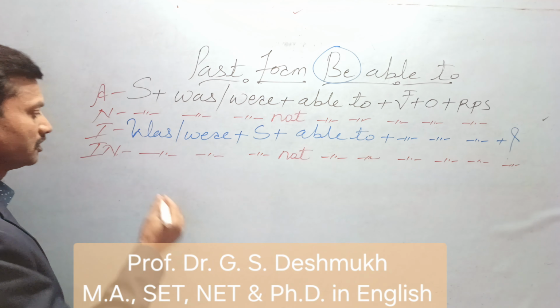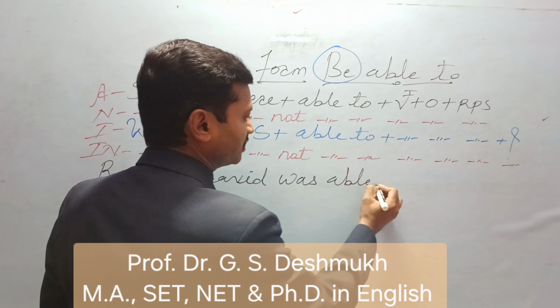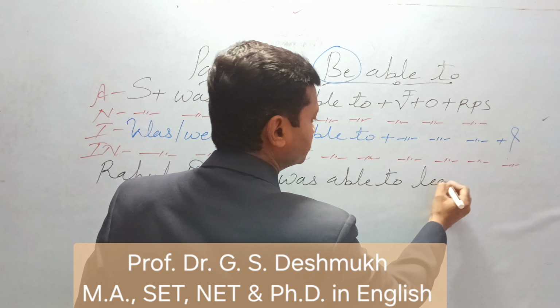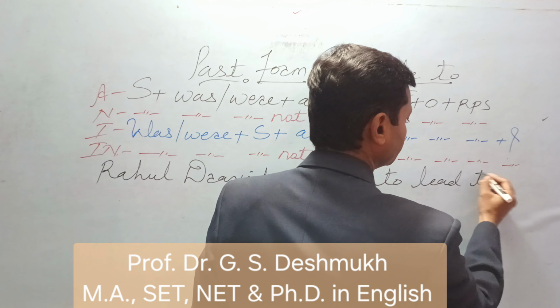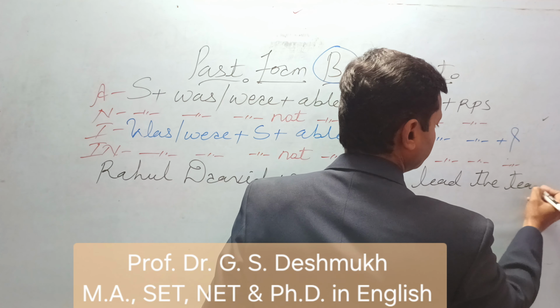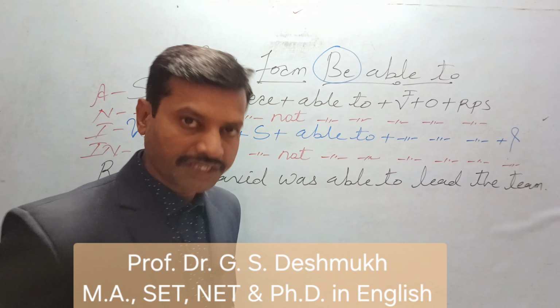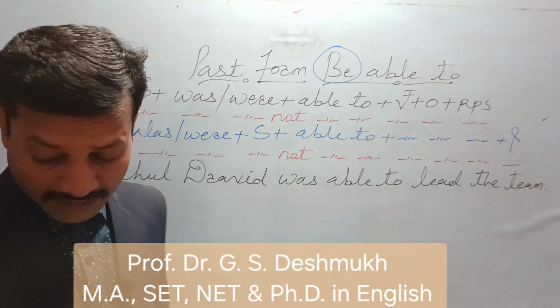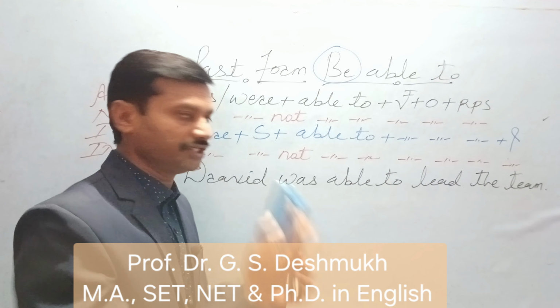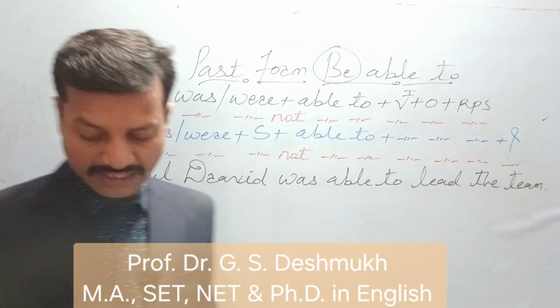Rahul Dravid is singular, so was. Look at the rule: able to lead. I would like to take lead, to lead the team. You can use Indian cricket team, no doubt. Rahul Dravid was able to lead the team. Okay. Next sentence.